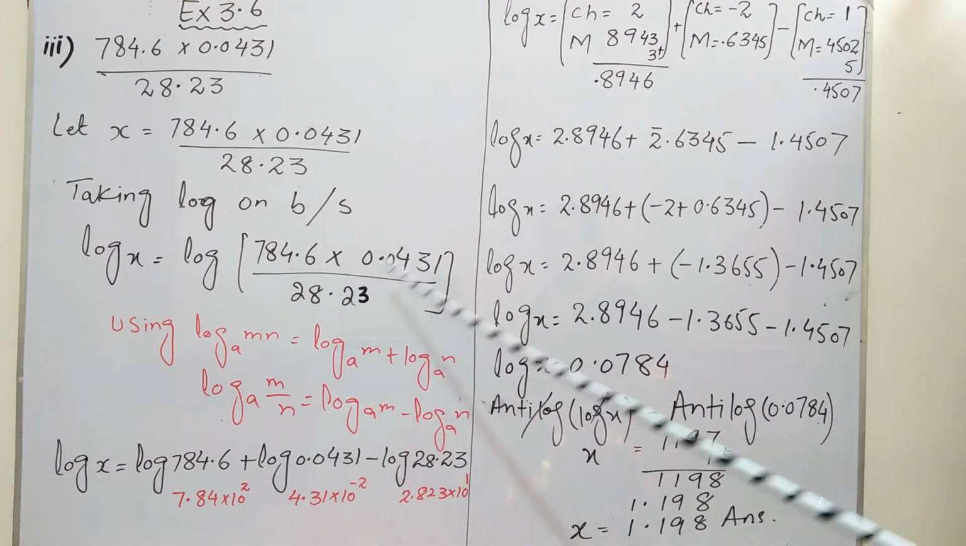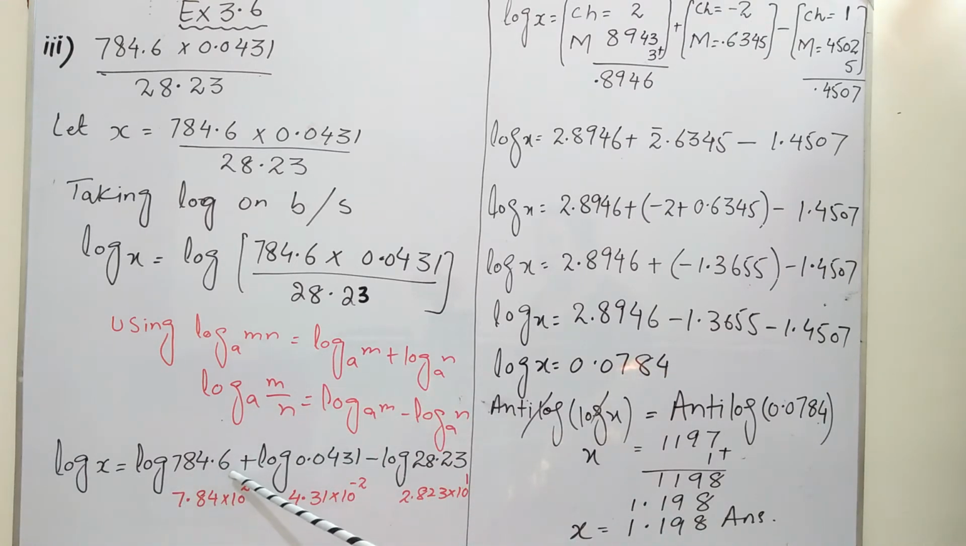For the first two values, we use the first law and it becomes log of 784.6 plus log of 0.0431, and for the third value we will use minus log of 28.23. Now for all these values we have to find the logarithms. For the log of any value we have to find the characteristic as well as the value of the mantissa. For the characteristic we have to write the values in scientific notation.